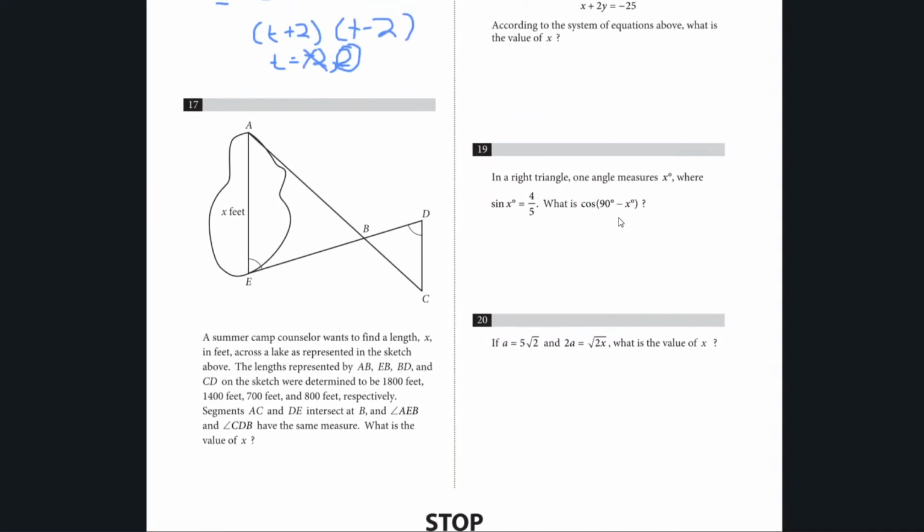A summer camp counselor wants to find a length, x, in feet across a lake as represented in the sketch above. The lengths represented by AB, EB, BD, and CD on this sketch were determined to be 1800 feet, 1400 feet, 700 feet, and 800 feet respectively. Segments AC and DE intersect at B, and AEB and CDB have the same measure. What is the value of x?